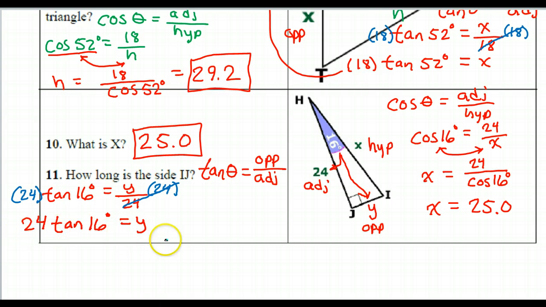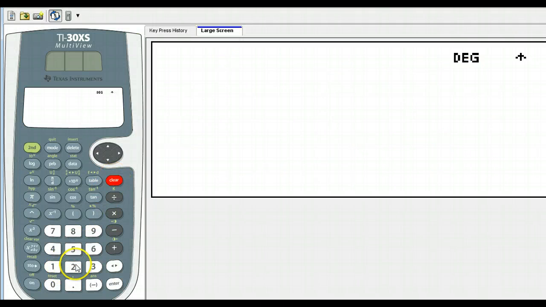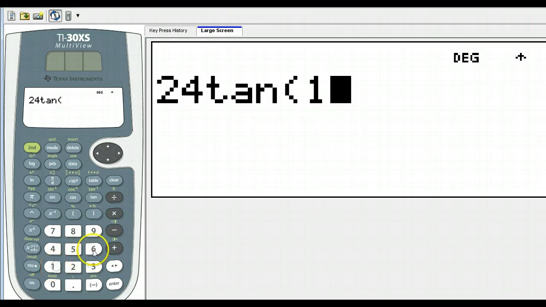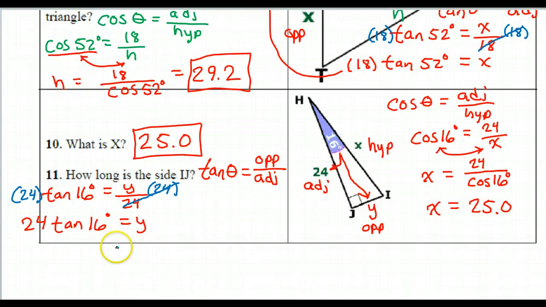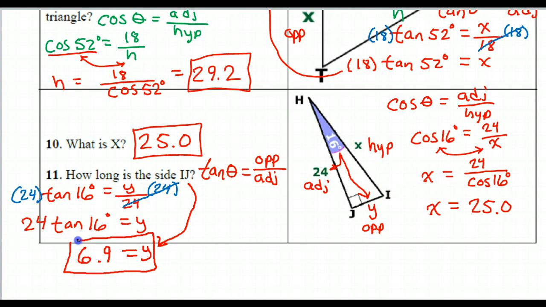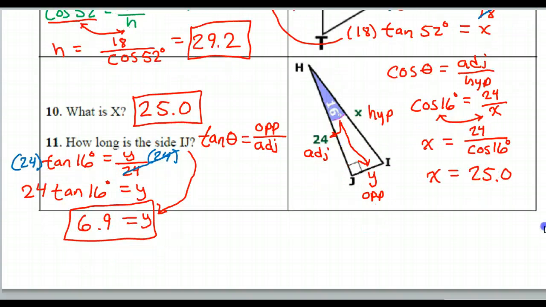All right, but this is something I can just put in my calculator. So 24 tangent 16, let's do that. That's 6.88, 6.9. So y is equal to 6.9. And that is side ij, because I called that y. All right, and that is the end of this assignment.